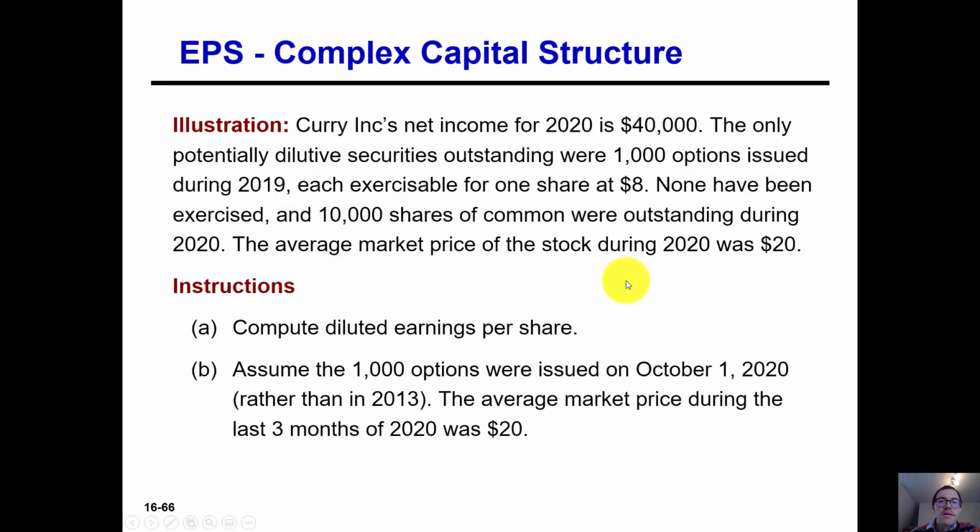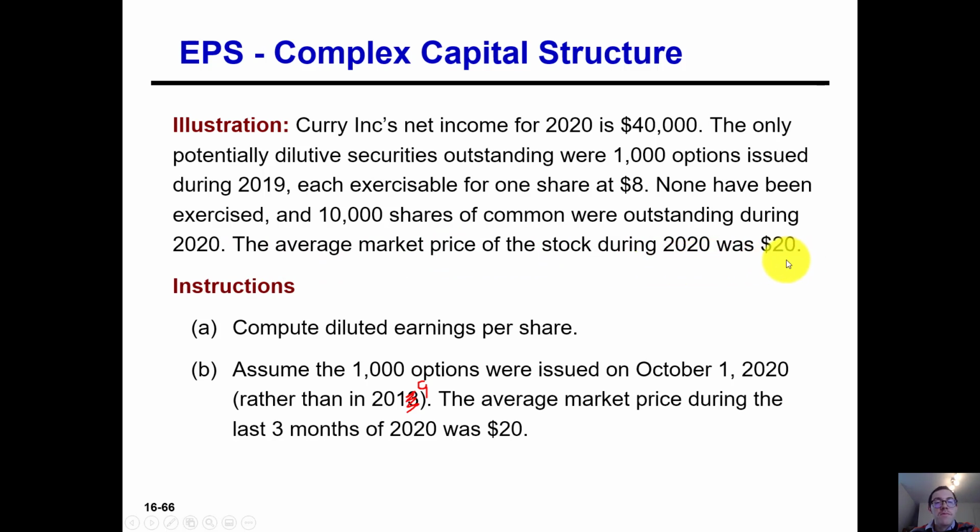We've got Curry Incorporated. I do see a typo on the slide. Erase that. It should be a 9. I think everything else is good. Curry's net income is $40,000. The only potentially dilutive securities are 1,000 stock options issued in a previous year, 2019. Each option can be exercised for 1 share at $8. None have been exercised, and there are 10,000 shares outstanding during the year. The average market price of the stock during the year is $20.